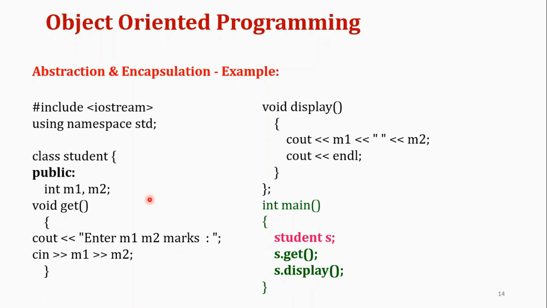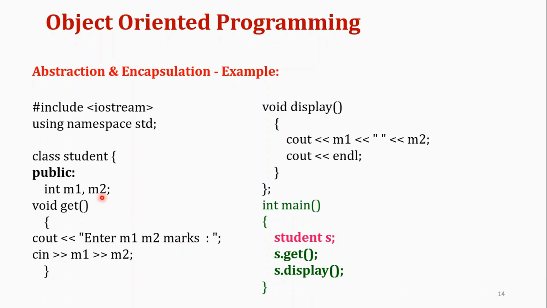The point here is that I'm wrapping up the data and functions together, so encapsulation is achieved. I'm not showing what is happening inside the get and display functions to any object of the class student. It doesn't know what is inside the get function or the display function, but it knows S dot get is going to read the value and S dot display is going to display the value. That's it. Object S doesn't know what is implemented inside get and display, hence abstraction is also achieved. So encapsulation and abstraction are achieved together here.